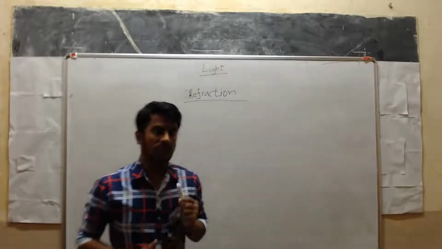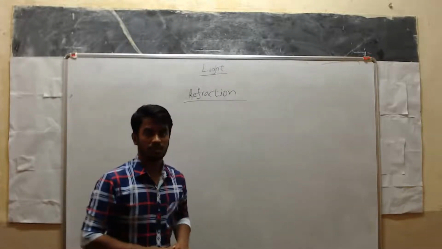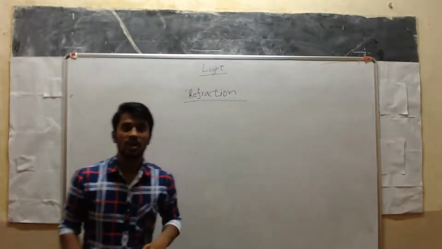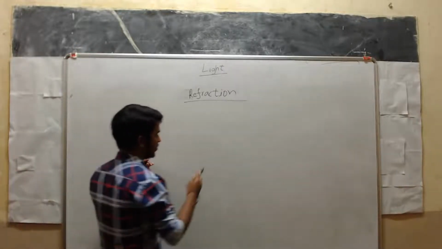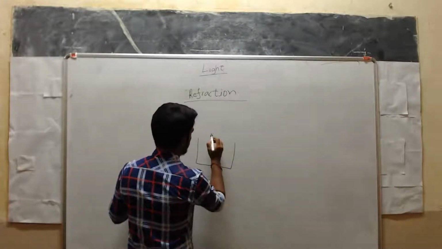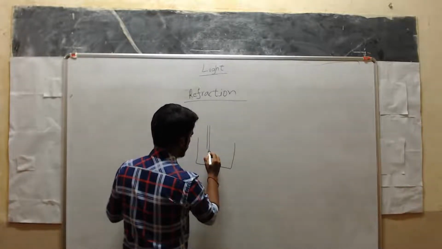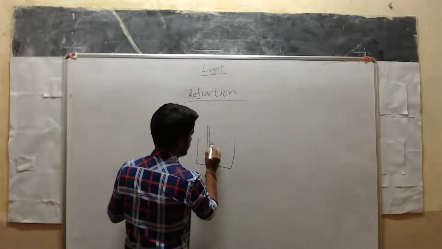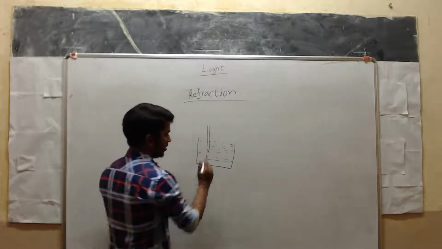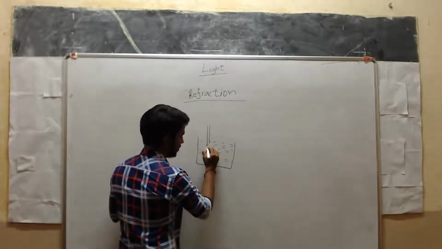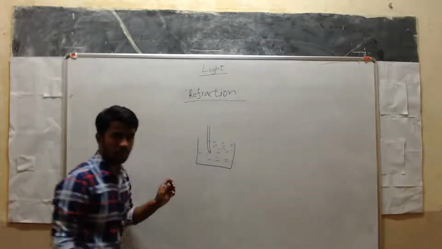So refraction of light means the bending of light while traveling from one medium to another medium. So this is known as refraction of light. Now, the pencil immersed in the water. Just imagine this is a pencil. See, when you put it in the water, this pencil looks like this, a little bit bent, right?